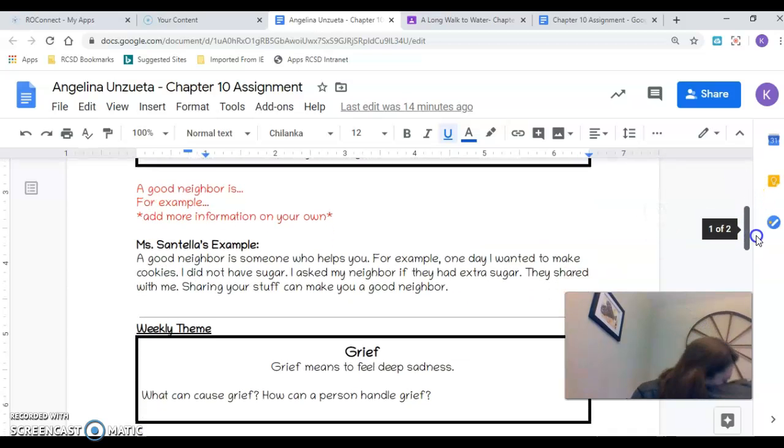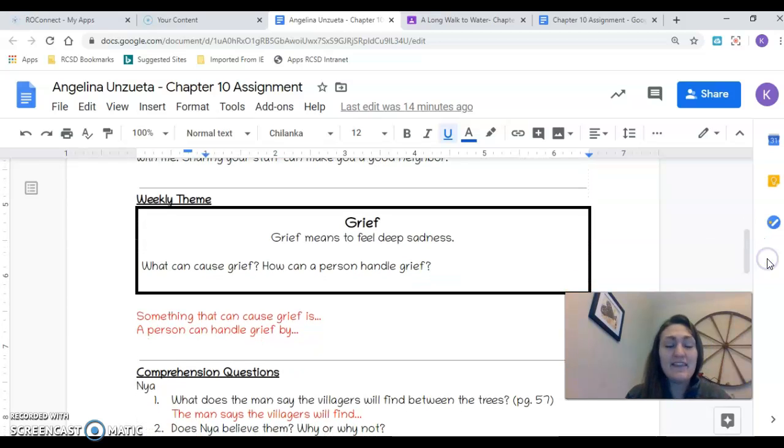Okay. Oh, sorry. The weekly theme. Okay, weekly theme. Grief. Grief means to feel deep sadness. What can cause grief? How can a person handle grief? Something that can cause grief is, think about something that would make you upset. Maybe someone passing away, or in fact, we can't go to school. A person can handle grief by, tell me some things you do to help yourself get over the feeling of grief.